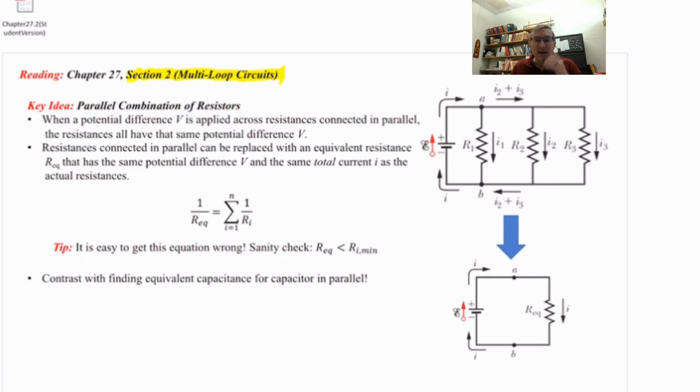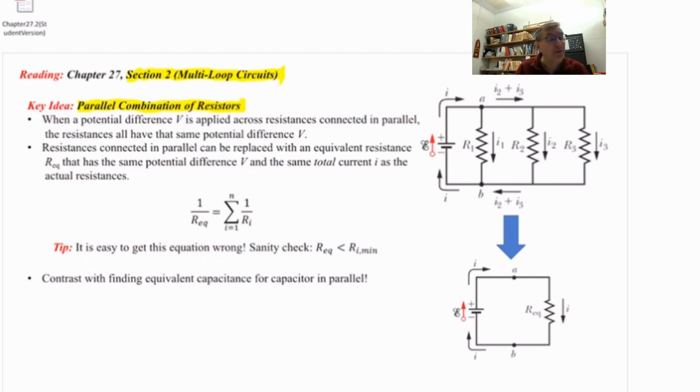And one of the things that naturally arises in a multi-loop circuit, at least a multi-loop circuit containing resistors, is a certain kind of resistor connection called a parallel connection or combination of resistors. And I want to talk for a minute about that because there's a way to simplify what's called a parallel combination of resistors down to one equivalent one, and such a simplification can make circuit analysis a lot easier. All right, so we're going to talk about parallel combinations of resistors.